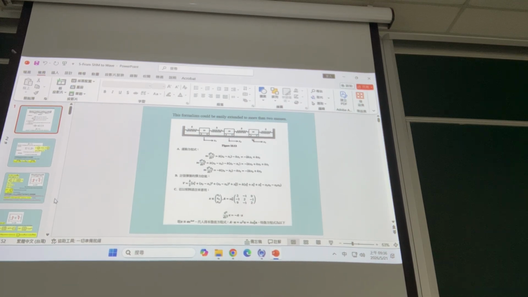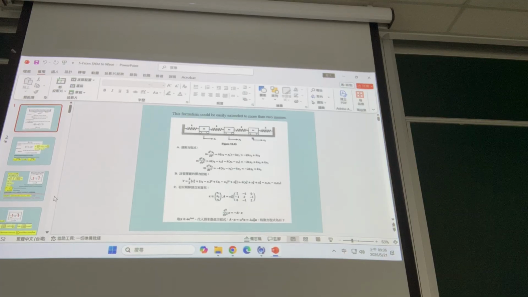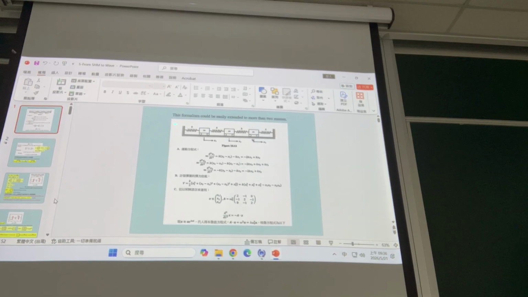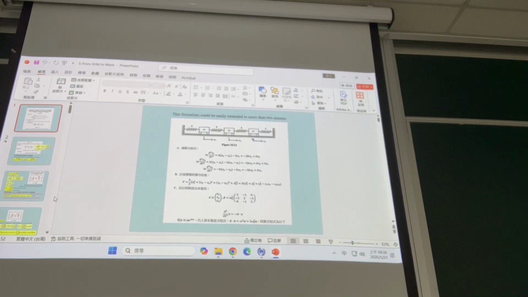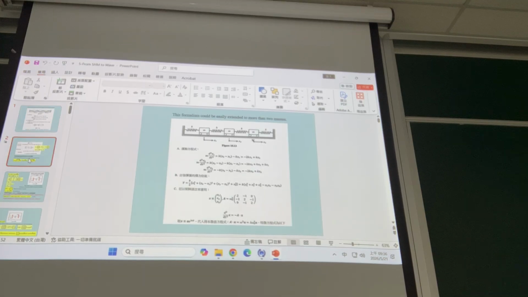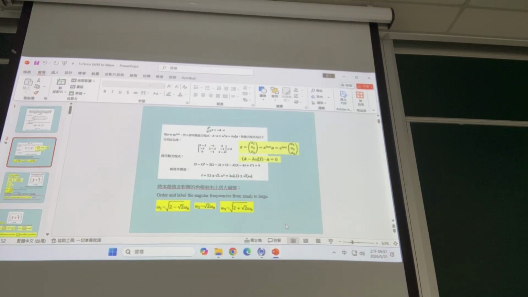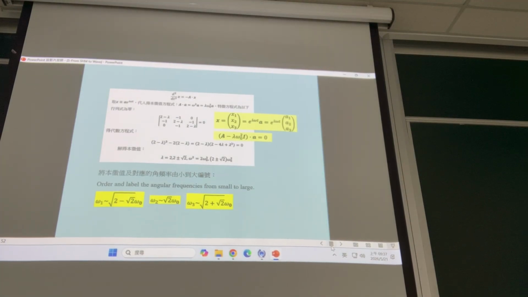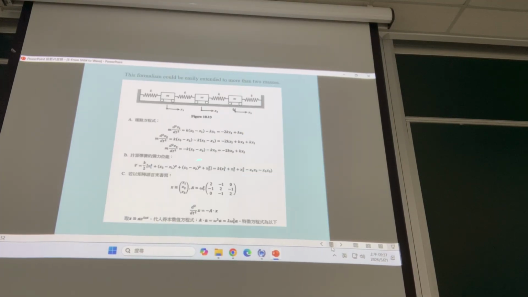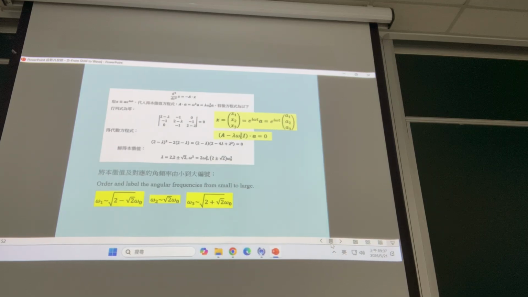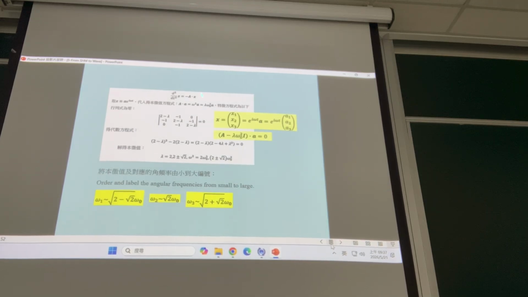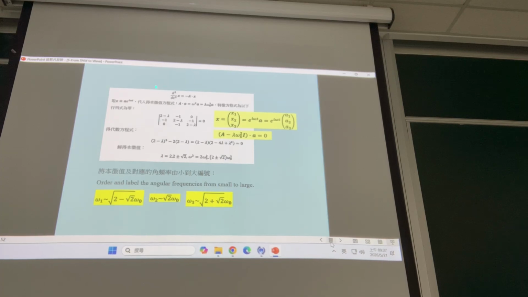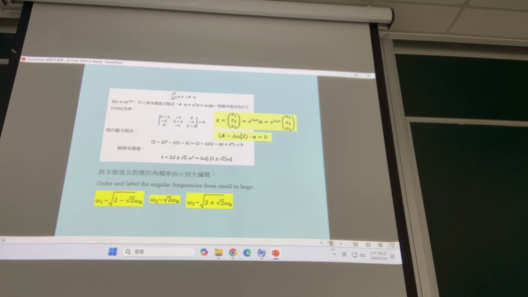Last week we talked about a three-body oscillating system with three masses connected by 4 springs. It's a coupled oscillation system. If you write down the equation of motion, you find that it can be put into the form of a matrix. And in this matrix notation, it's much easier to manipulate and calculate.